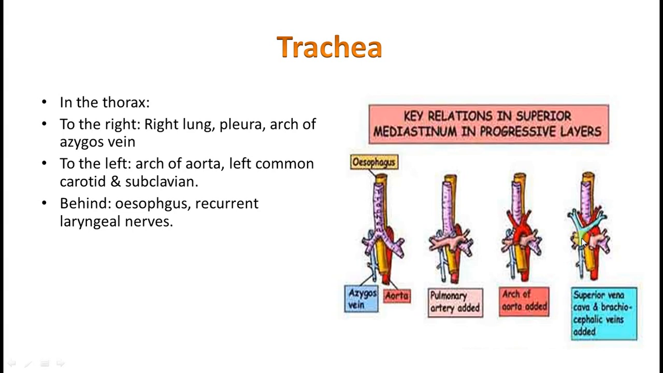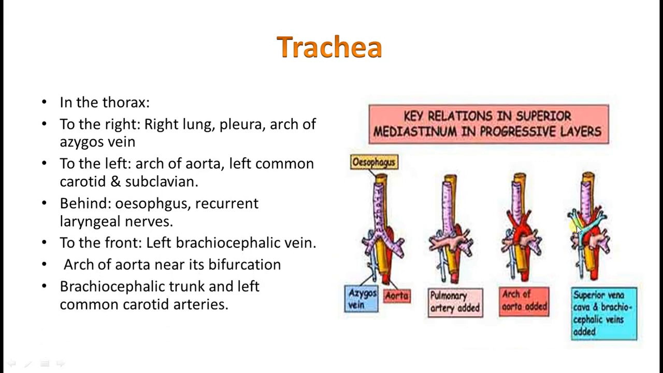So just remember that in the thorax, we have to remember how the structures are disposed in the superior mediastinum, the retrosternal and the intermediate structures. So those things actually are formed here, which forms the anterior relation of the trachea in the thorax. So as I told you, brachiocephalic vein to the front, arch of aorta near its bifurcation, and brachiocephalic and common carotid arteries. So they all form the anterior relations, which is nothing but your structures in the superior mediastinum.